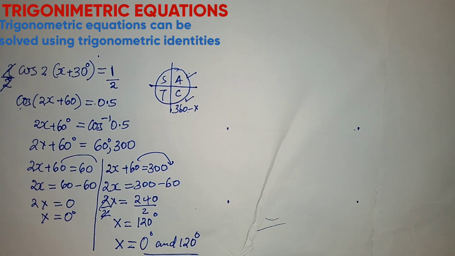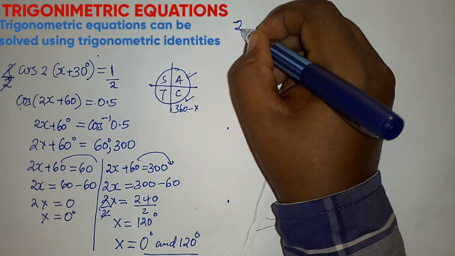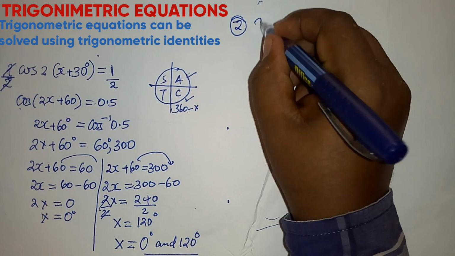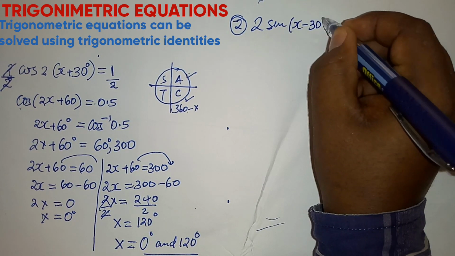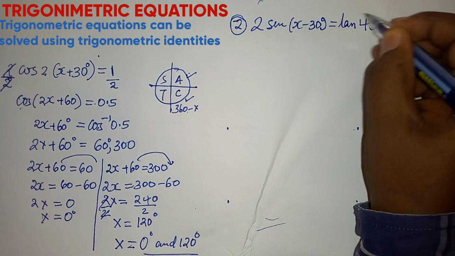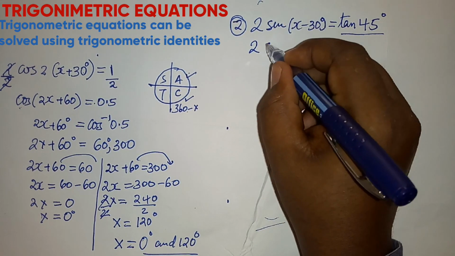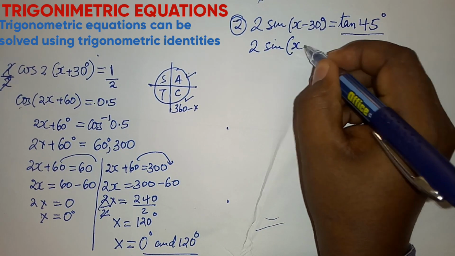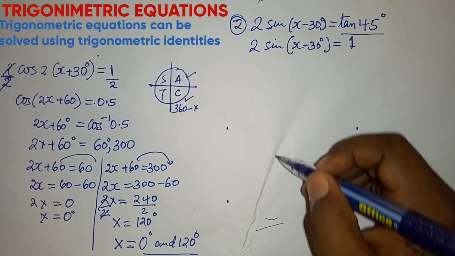So that is how you are going to solve trigonometric equations. If we look at example 2, we have 2 sine (x minus 30 degrees) equals tan 45 degrees. So first you have to find the value of tan 45. Then we say 2 sine (x minus 30 degrees) will be equal to 1, since tan 45 is 1.